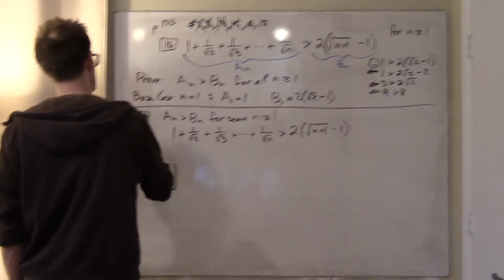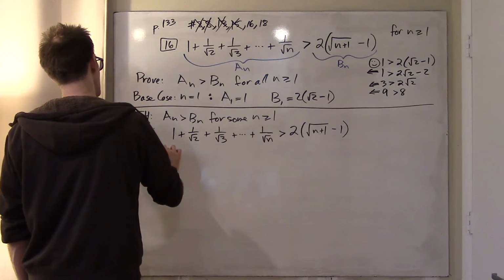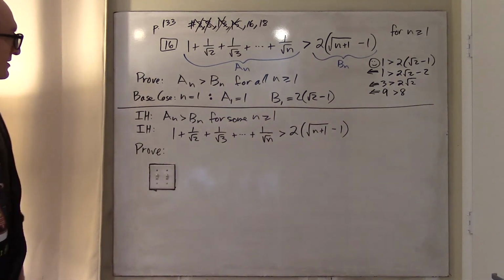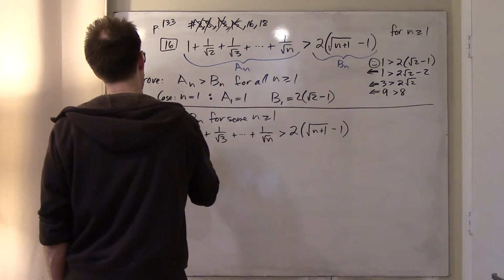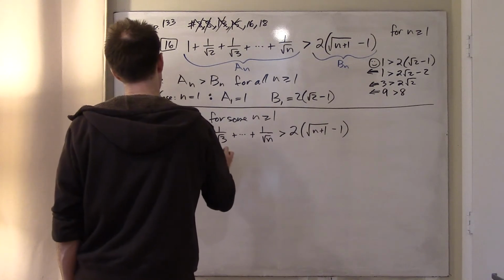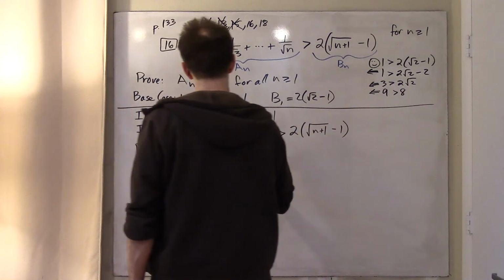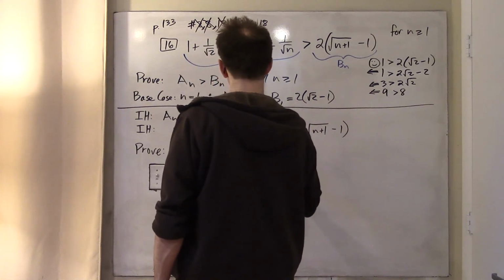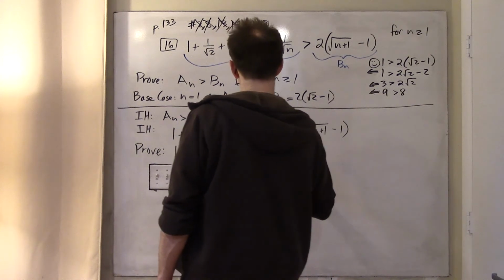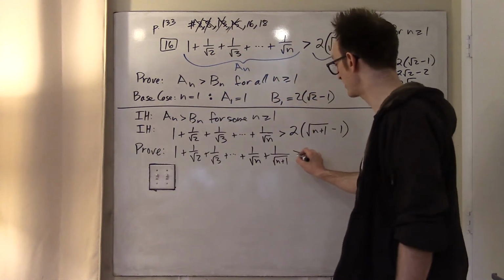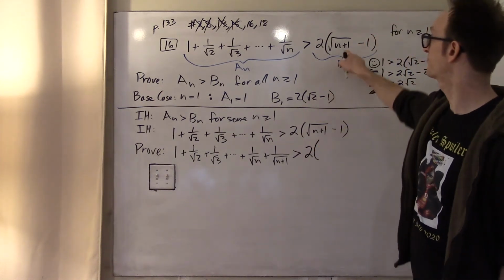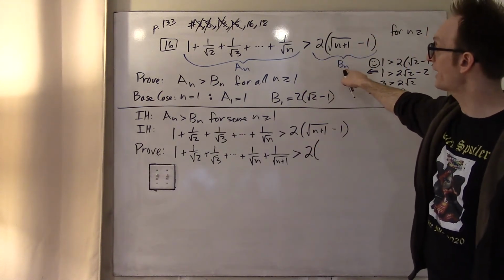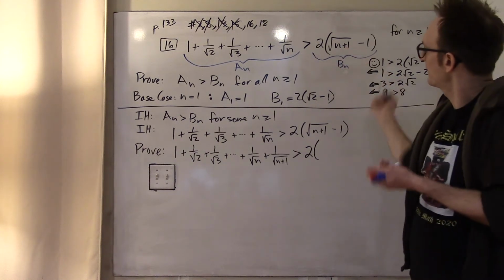And what is it that I need to prove to complete the inductive step? Well, I need to show that it works for n plus 1. So I need to prove that 1 plus 1 over root 2 plus 1 over root 3 plus all the way up to 1 over root n plus 1 over root n plus 1 is bigger than what happens when you plug n plus 1 in for n in this formula.